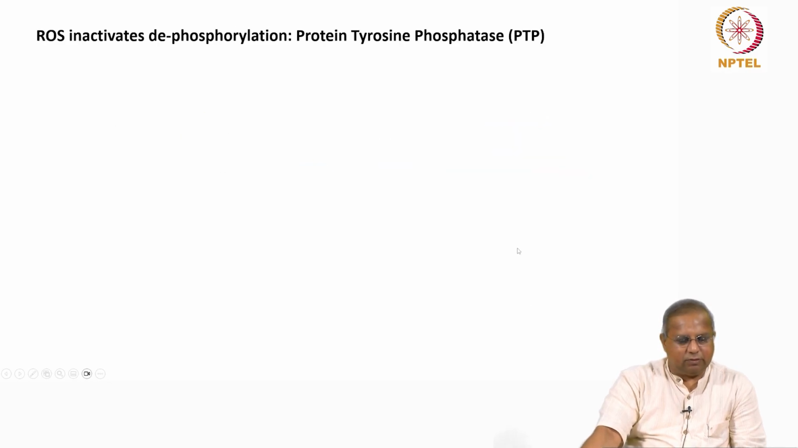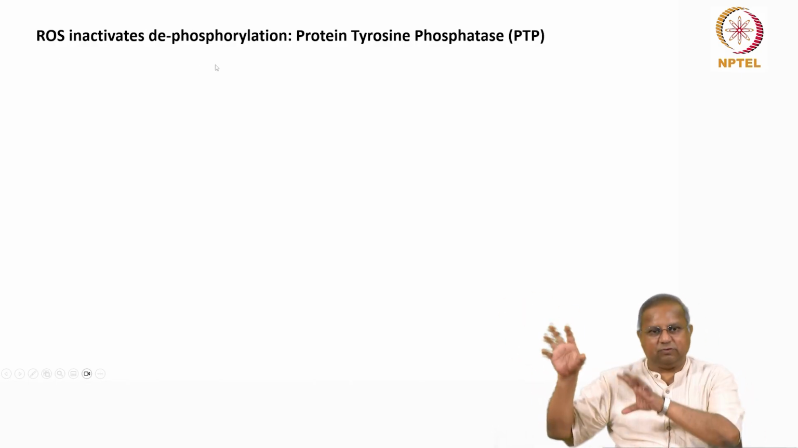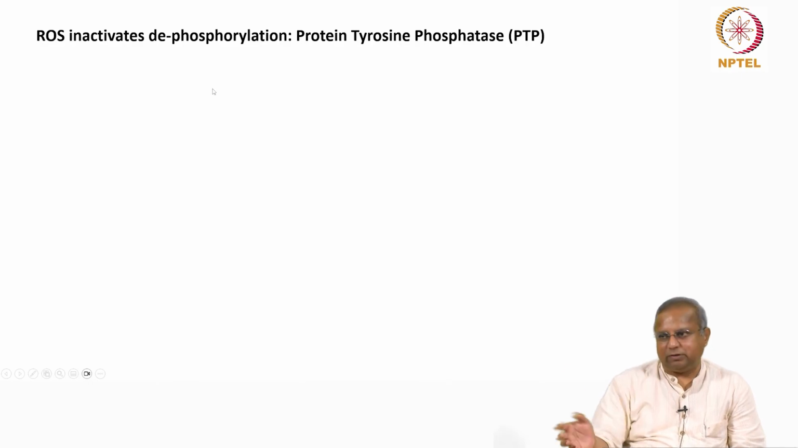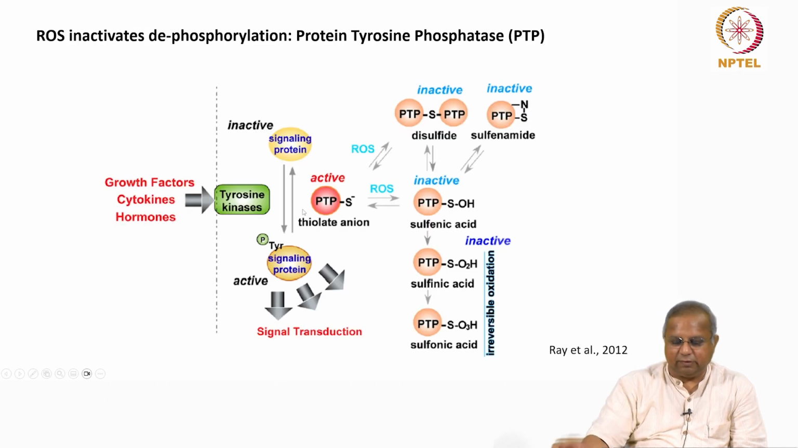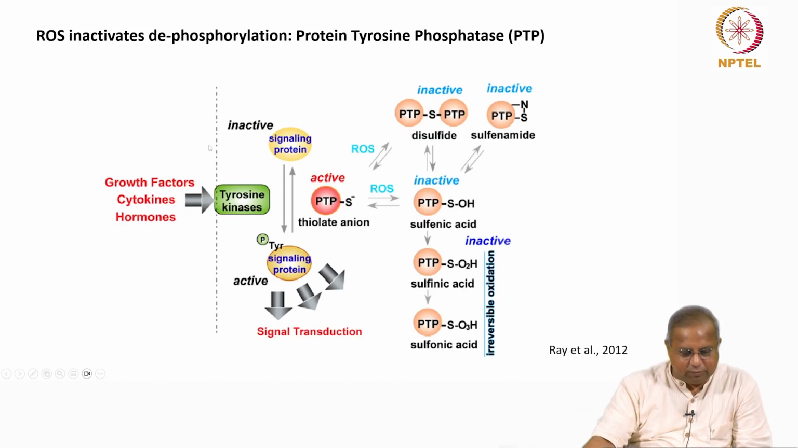Okay. So, that example was just to tell you how it worked. Oxidation releases, then it becomes active. This is the second example, where ROS inactivates. The example is dephosphorylation by PTP, protein tyrosine phosphatase. And what does this do? It does something like this. It's a busy figure. Don't worry too much about it.